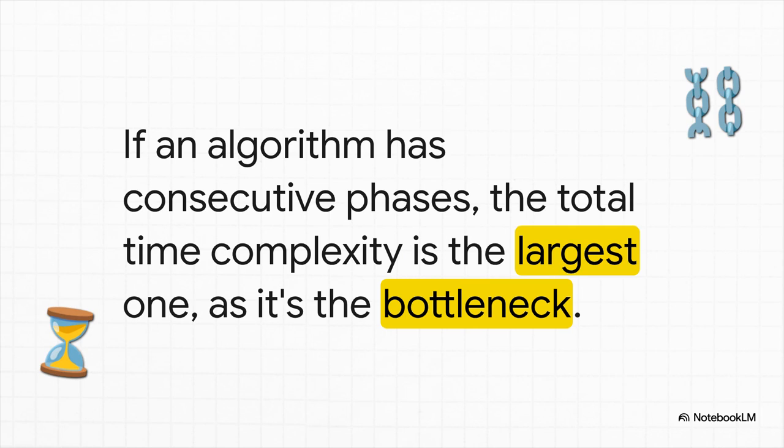So what happens if your code does a few things one after the other? Like first it does a loop, and then it does a nested loop? Well, the rule here is actually really simple. You only care about the slowest part. The slowest phase is your bottleneck. It's the part that's going to dominate the runtime when n gets really big. So an O of n part followed by an O of n squared part is just O of n squared.